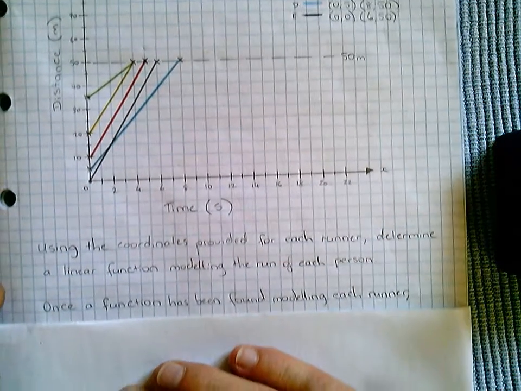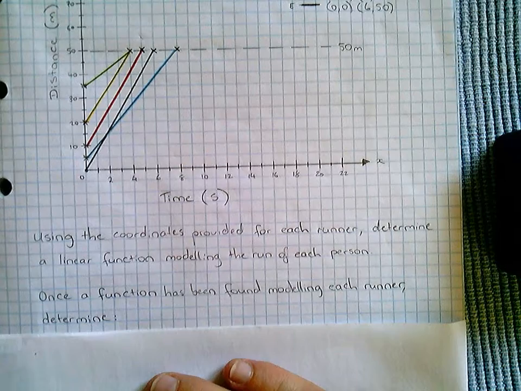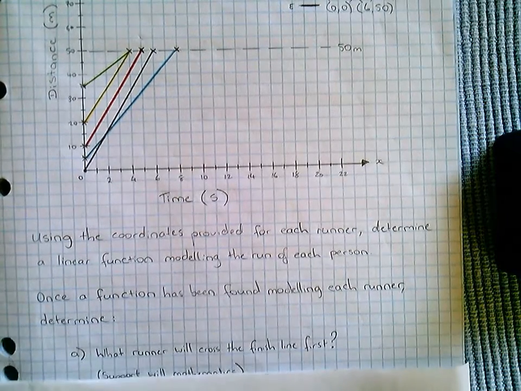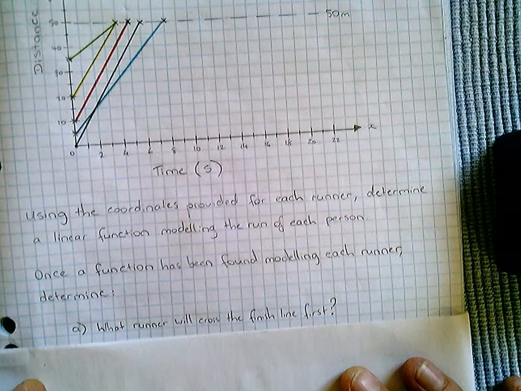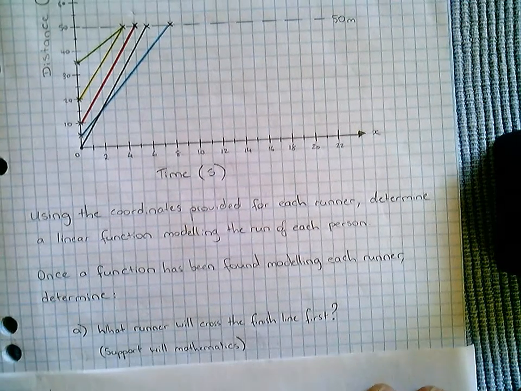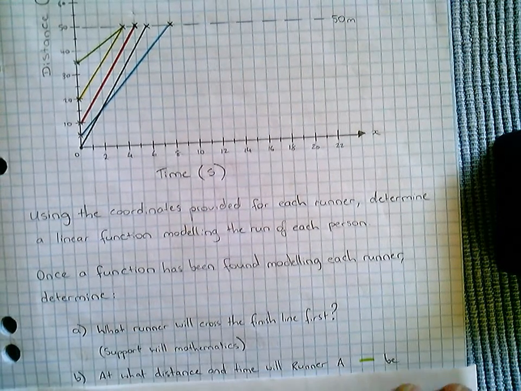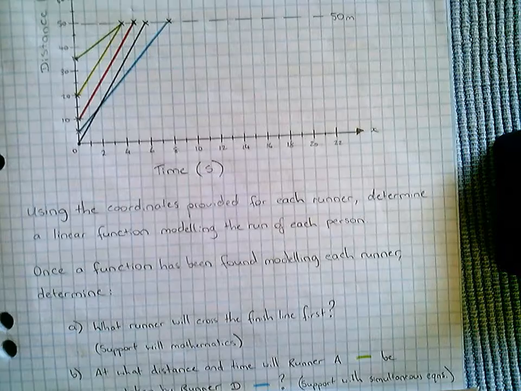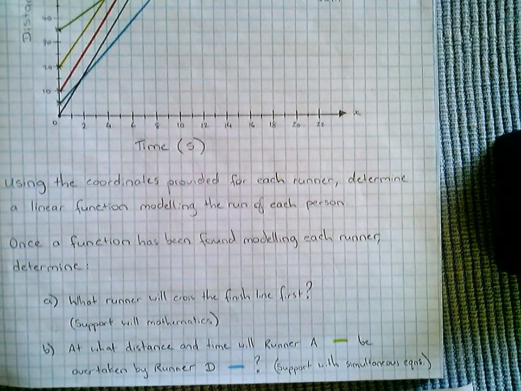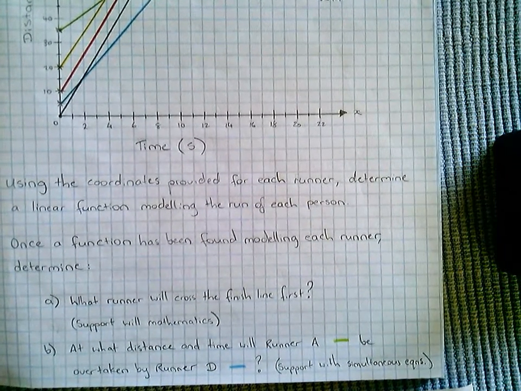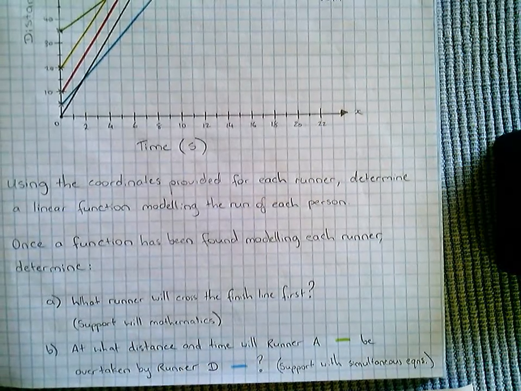Once a function has been found modelling each runner, determine: Question A, what runner will cross the finish line first? And question B, at what distance and time will runner A be overtaken by runner D? Now we need to support both answers with mathematics.